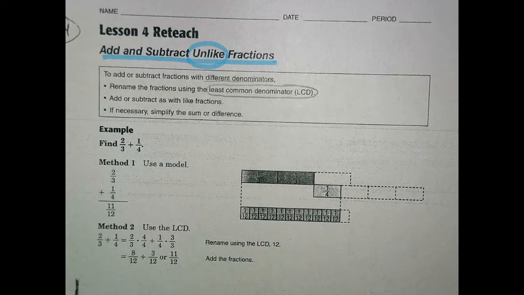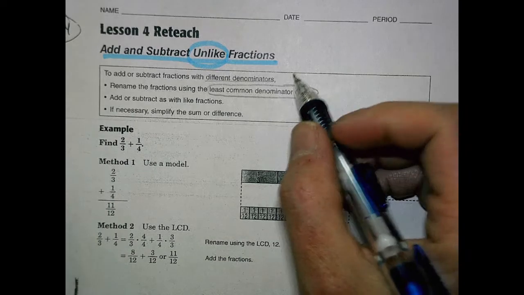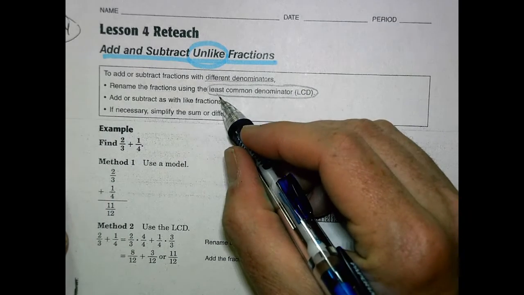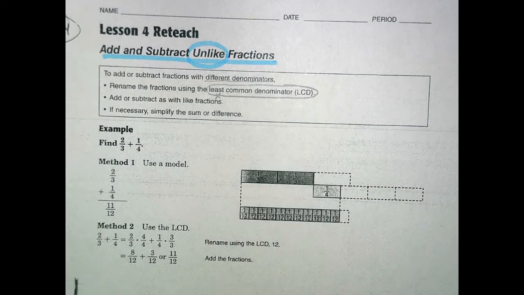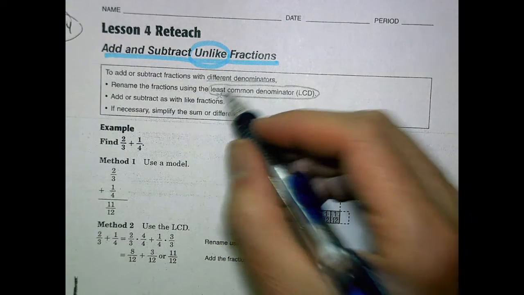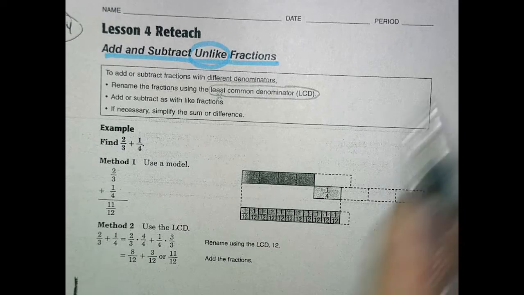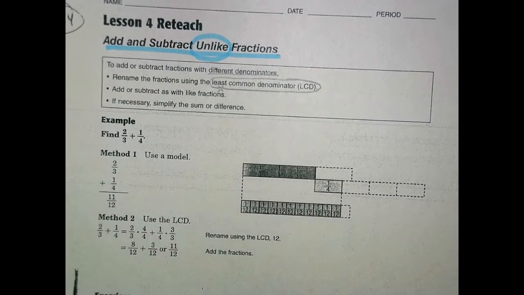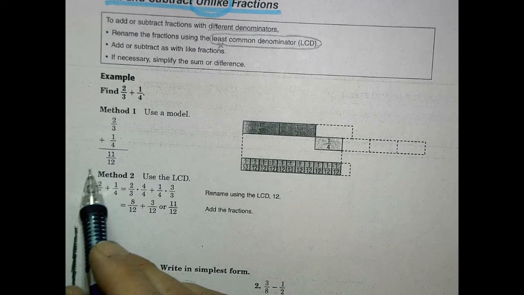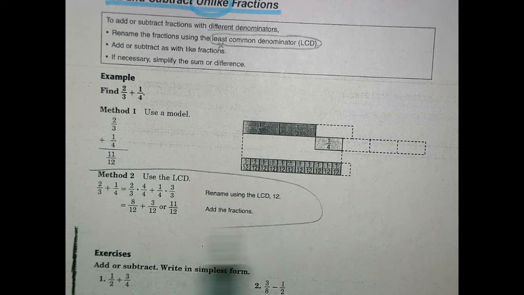There's lots of common denominators that are possible, but you want to find the smallest one. Otherwise, your numbers get huge. Okay, once you have the least common denominator, you'll use that to then start adding and subtracting and figuring that out. Okay, so let's look at a couple examples. I'm going to ignore the model one for right now. Here's one that uses the least common denominator as an example.